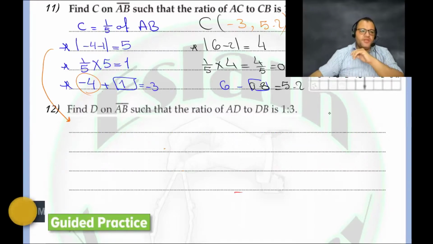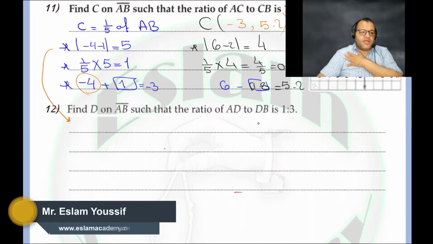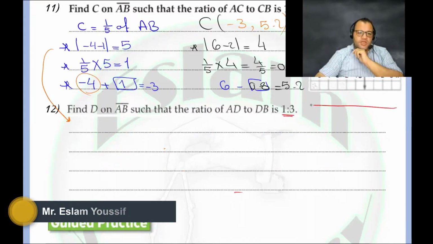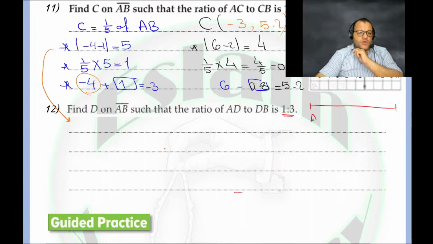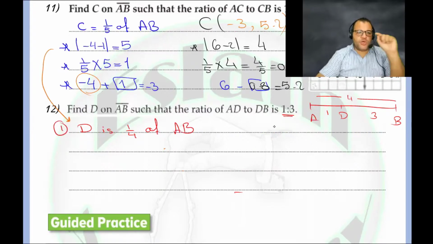So again, we can repeat this one. We need D lies at 1/3. So number one, you need to find the ratio. That is the line segment that we have: A, B, and you have D. That's the ratio 1 to 3. It means all of this part is 4 units. It means D is 1 over 4 of AB. That's step number 1. When I give you a ratio, you have to find the fraction.